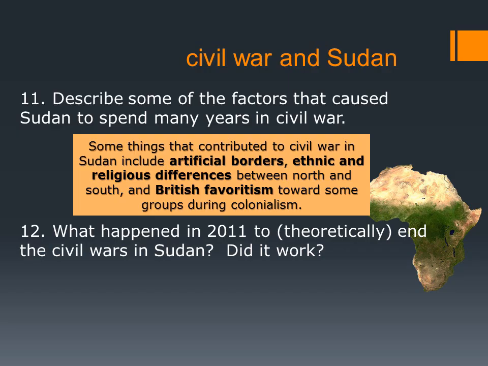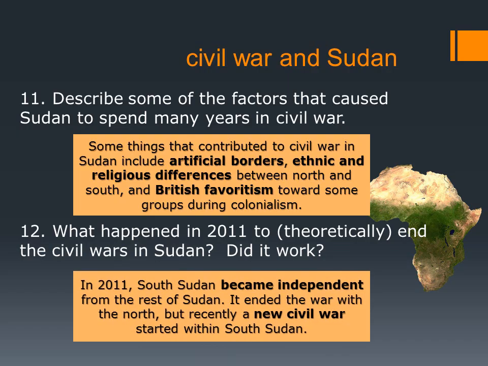What happened in 2011 to theoretically end the civil wars in Sudan, and did it work? Well, in 2011, the people in southern Sudan broke away and formed an independent country called South Sudan. This did end their war with the North, but unfortunately a new civil war has started in South Sudan. It started in November of 2013. Unfortunately, while the secession of South Sudan from the rest of Sudan did help end the war with the North, it did not mean an end to civil wars.